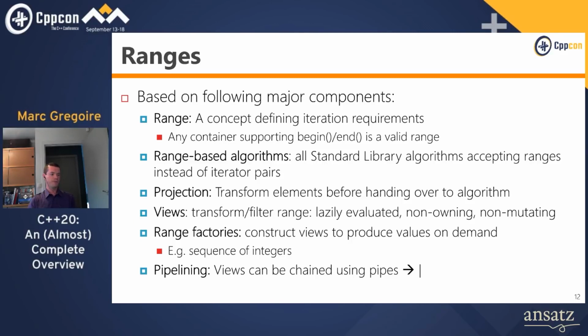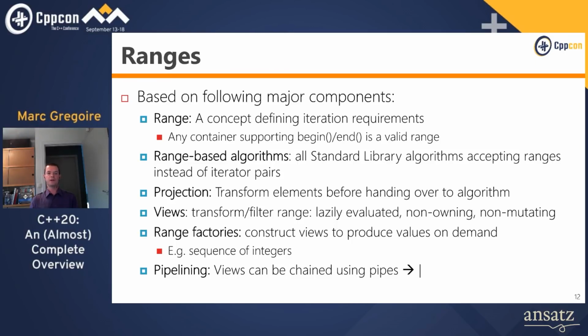Next, we have a view, and a view is basically the transform. A view can transform and filter a range, and all of that is lazily done. A view does not own anything, and a view can also not modify the underlying elements. We will see an example of that on the next slide.